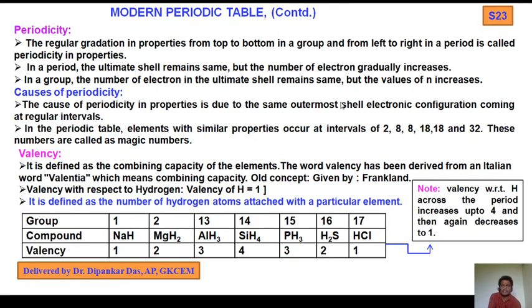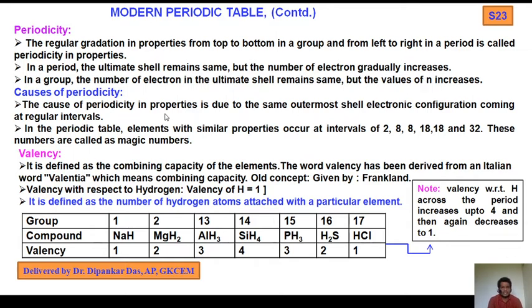From left to right, lithium to neon. From left to right, what will happen? Electrons increase. Atomic number increases. Number of electrons and number of protons increase. In a group, the number of electrons in the ultimate cell remains the same, but the value of n increases. That means the electrons are added into a new quantum cell. The n value changes. So that is the cause of periodicity.